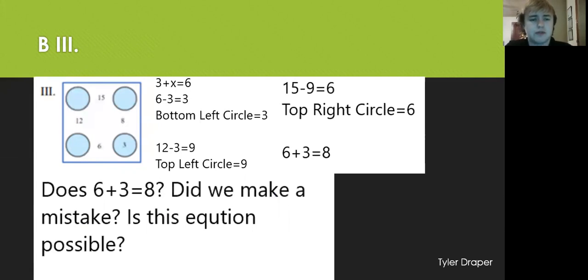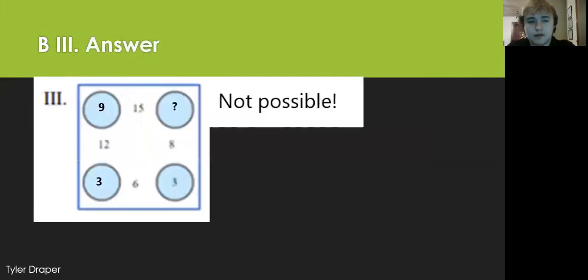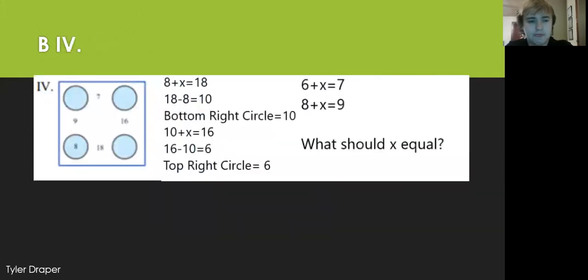Let's see. So 3 plus 3 equals 6. 3 plus 9 equals 12. 9 plus 6 equals 15. So yes, we do see that this equation is not possible. Not possible. There it is. We see that with the steps here. Our last problem on part B.